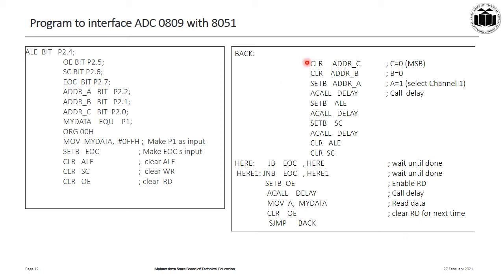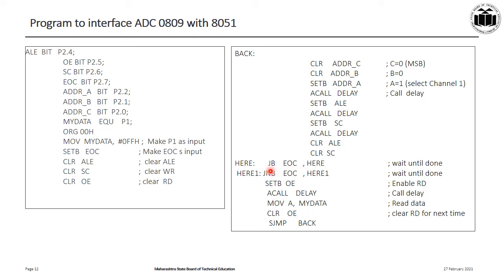Now first we select the channel. So 001 will select channel 1 as input was connected on channel 1. A delay is called. Then ALE is set. This delay is required because we are sending a pulse, so there has to be a delay. Same, SOC is also set to start the conversion. Now ALE is cleared and SOC is also cleared. So this will create a pulse: low, high and then again low by clearing.